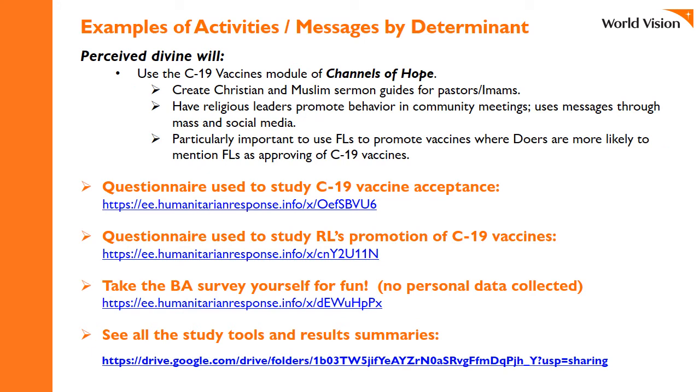Also, of course, we're going to use this information in our field offices. By knowing which determinants and specific responses are important, you can use that to develop activities and messages to confront each barrier and leverage each enabler. And faith leaders and community health workers can play a major role in that. For example, for Perceived Divine Will, field offices can use the forthcoming COVID-19 vaccines module of Channels of Hope and create sermon guides that can be used by faith leaders. Field offices can also have religious leaders promote the behavior in community meetings and through social or mass media.